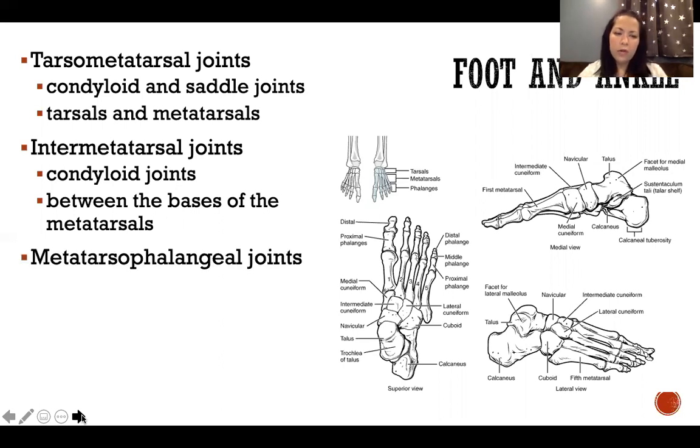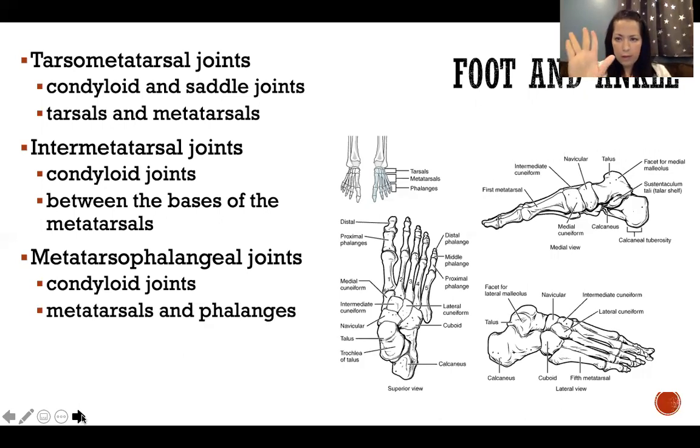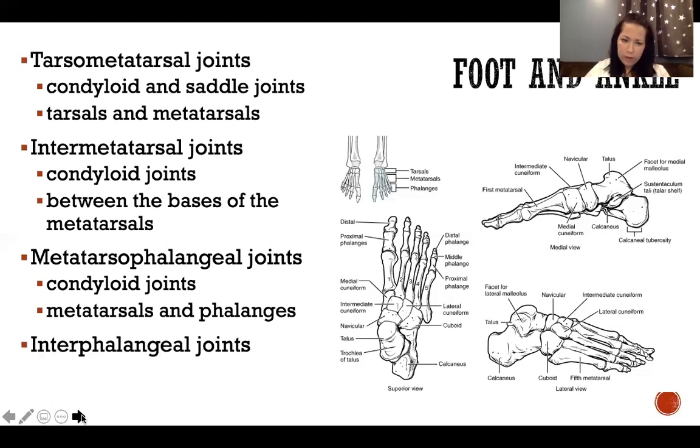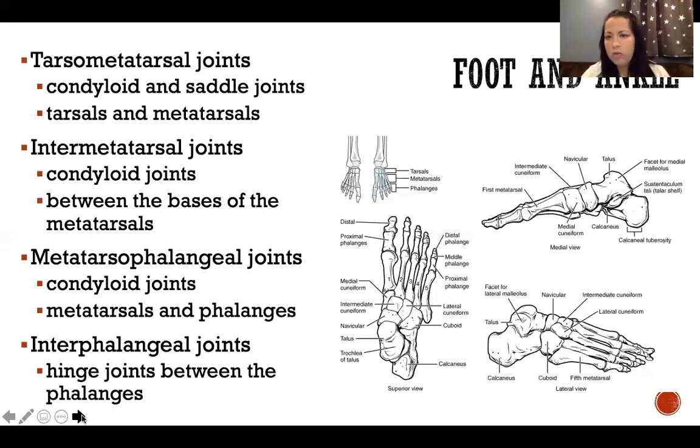And then the metatarsophalangeal joints, those are the articulations between the metatarsals and the phalanges. Those are condyloid joints, just like the metacarpophalangeal joints. And then we have the interphalangeal joints, just like we have in the hands. Those are hinge joints between the phalanges that are only capable of flexion and extension.